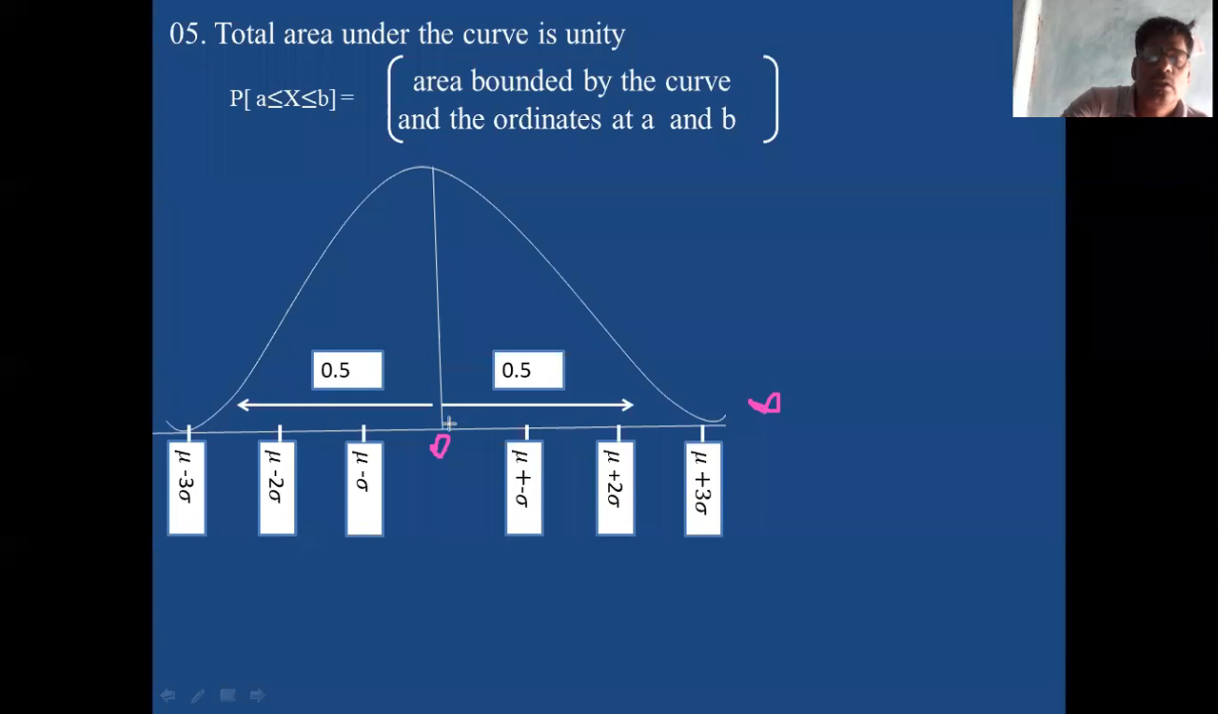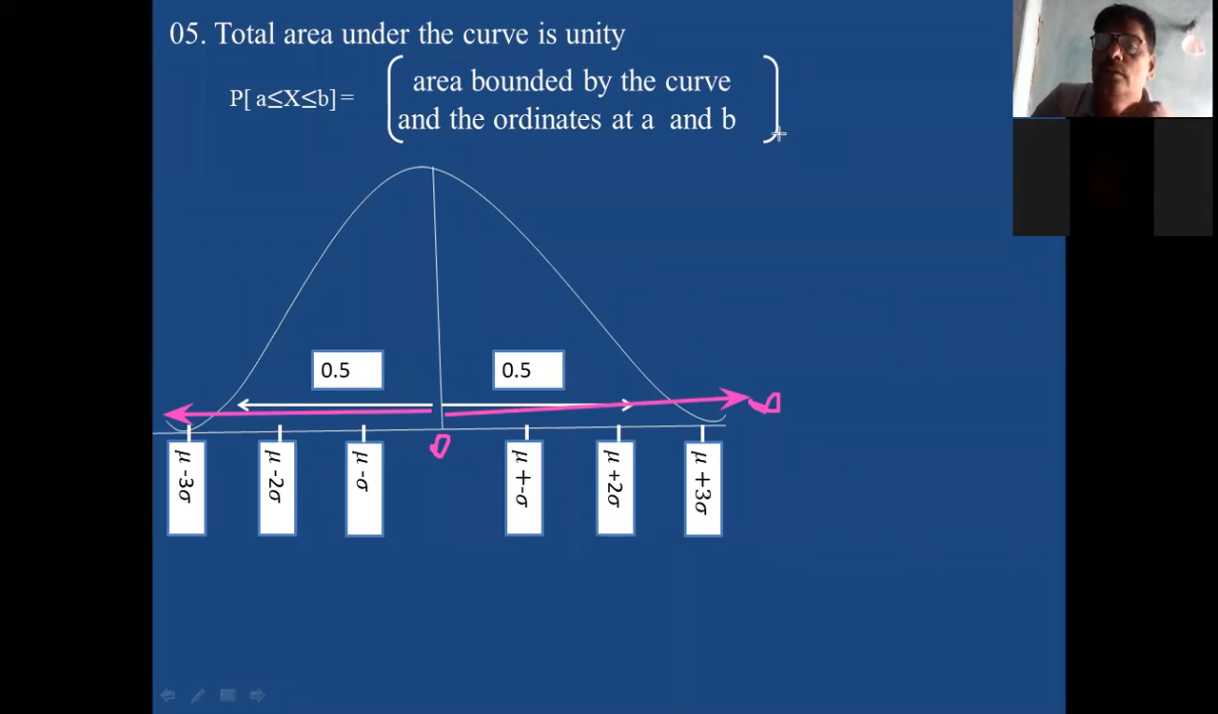You see here is the 0. From 0 to this side, minus infinity, is 0.5. And this side is 0.5. Remember this. 0.5 plus 0.5 is equal to 1. Left hand side 0.5, right hand side 0.5 is equal to 1. So the total area of the curve is 1. That is called unitary.